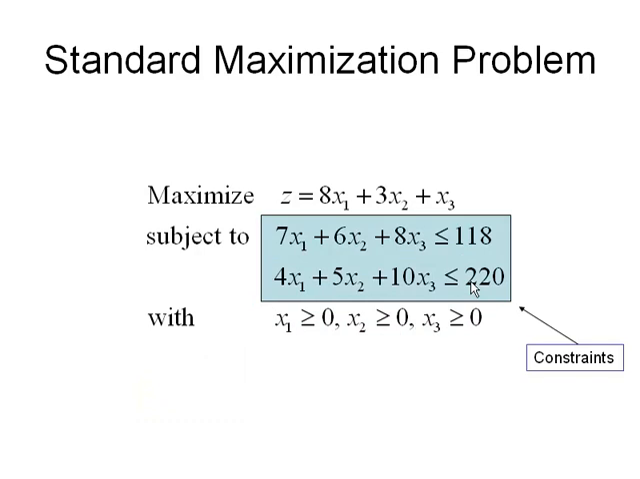And we have our constraints. So all the stuff on the left-hand side is a number times a variable. And on the other side, what we have are non-negative numbers, 118, 220, and these are all less than or equal to.